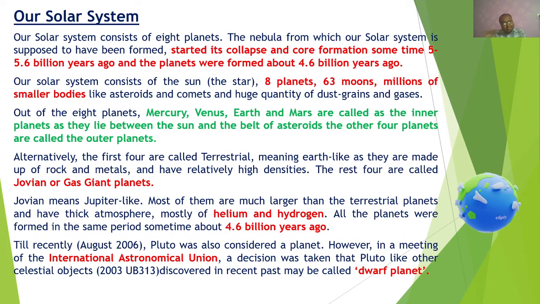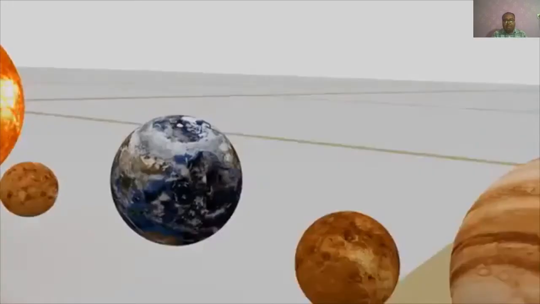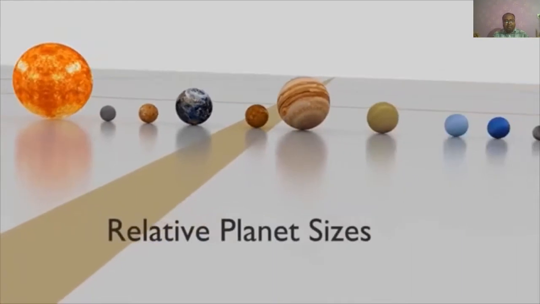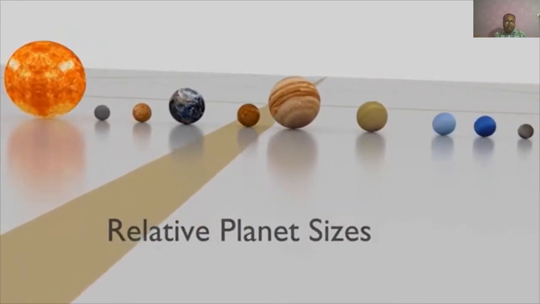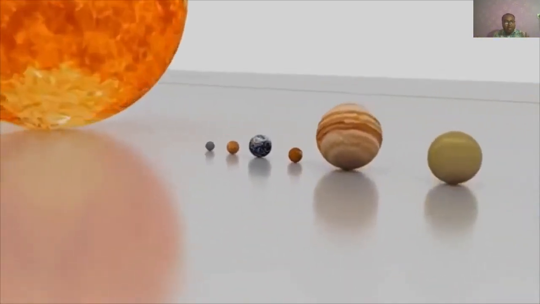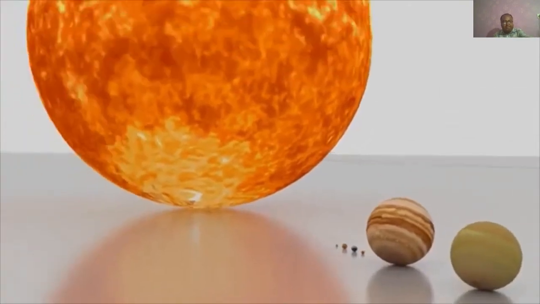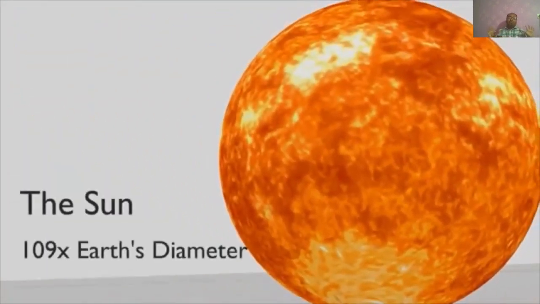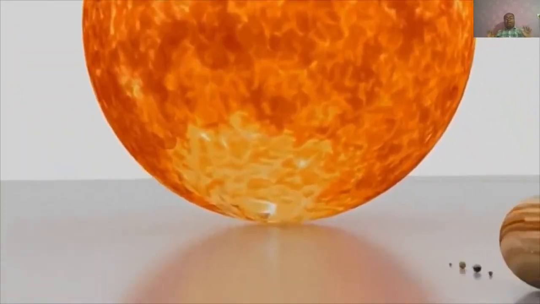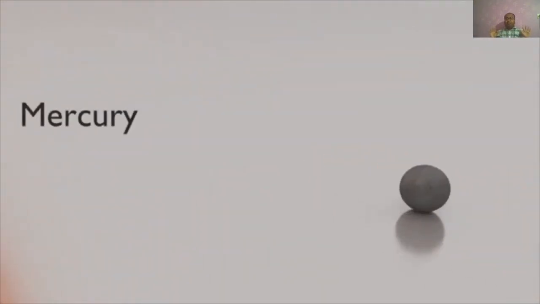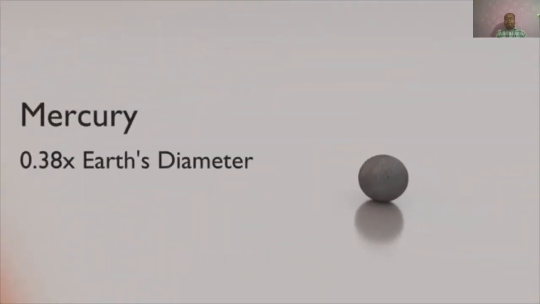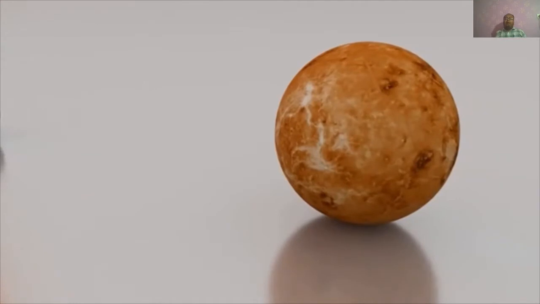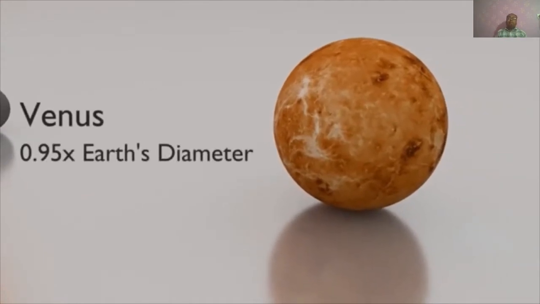So we understand this concept in an animation. In this animation, you can see all the planets in a relative planet size. But how do they look in the actual solar system? See the Sun, so big and huge, approximately 109 Earth diameters. After that, you can see Mercury. It's all compared with Earth. After that, we have Venus.